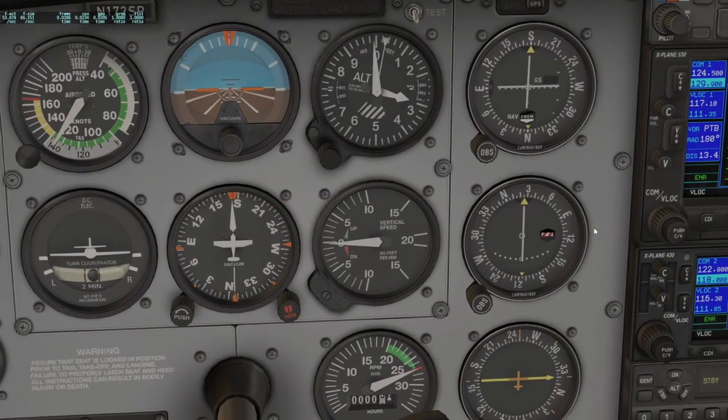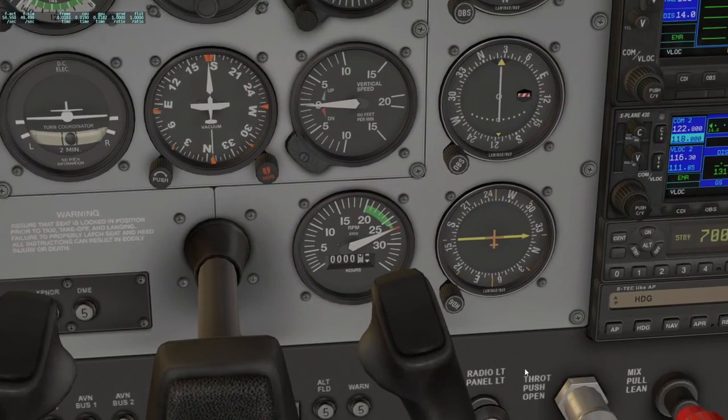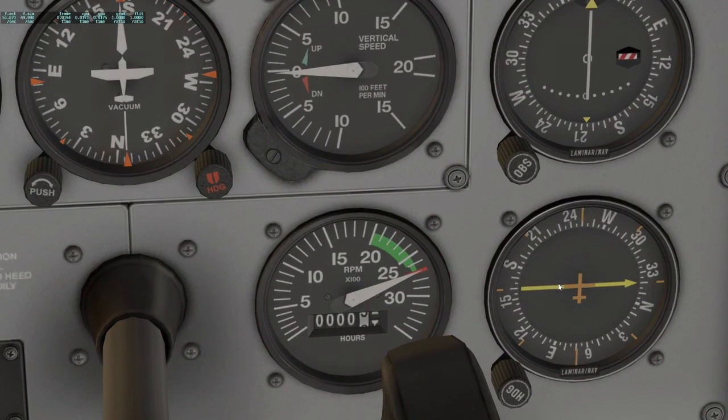Where am I? Very simple. I need to turn the OBS until I get a from indication, and needle centered. I know now if I do this, say I don't know where I was at, and I go ahead and turn it, and here we go. It's centered. I am on the 180 radial. Very good. I come back here. I am on this radial, and I need to intercept this guy inbound.